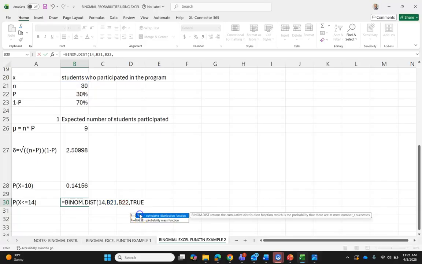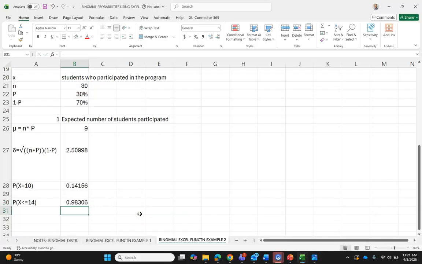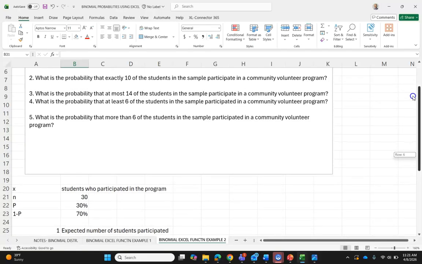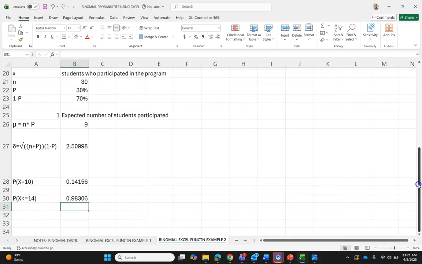Sorry, it is true. And now you can close the bracket and enter. We have 0.98306. That's the probability that at most 14 students in the sample will participate in the volunteer program. So now the next question says, what is the probability that at least 6 students participated?